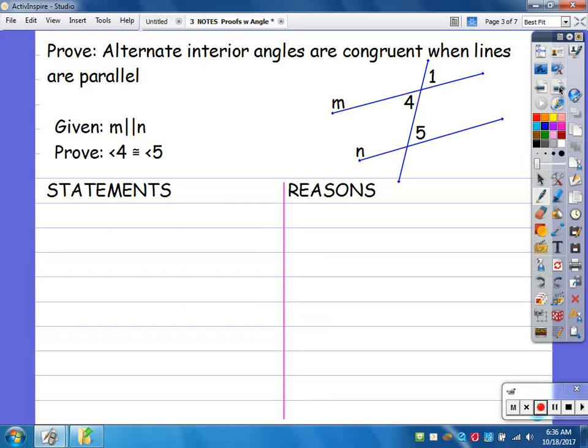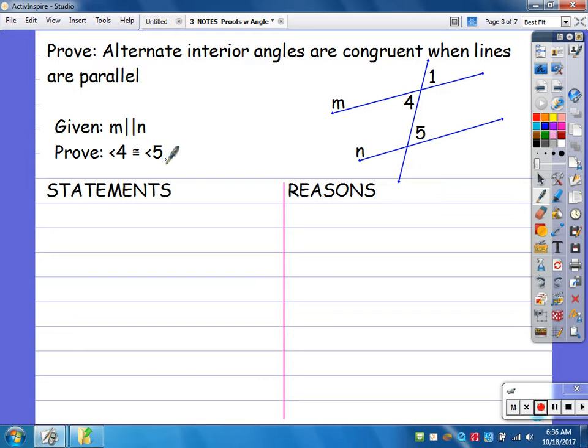If I look at the picture, I only have a few things labeled, so it makes it a little bit easier to find our path here. I can see that angle 1 and angle 4 are vertical angles, so that's going to be helpful. And 1 and 5, you might recognize those as corresponding angles. Hopefully you're starting to recognize those by now. So I can use those two properties in order to get to what I'm trying to prove, which is that 4 and 5 are congruent.